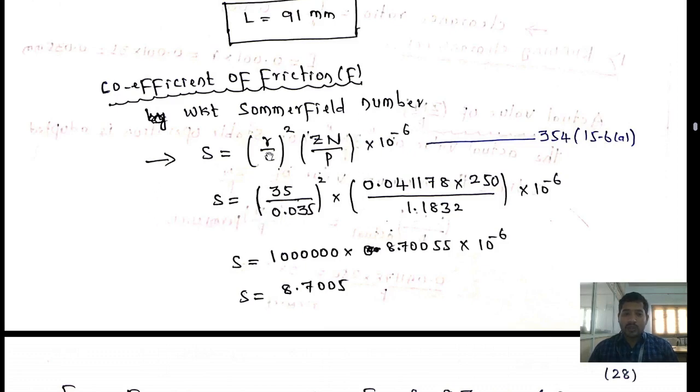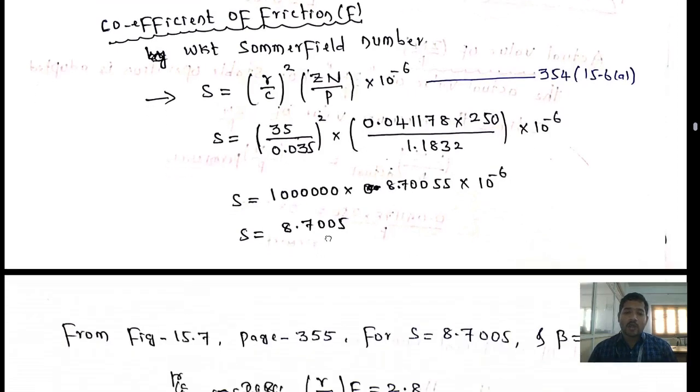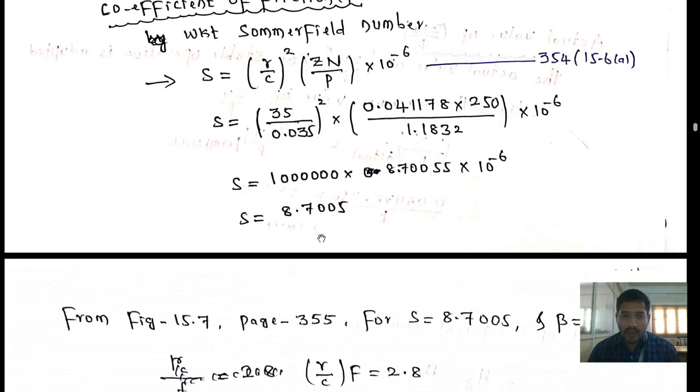S equals (35 by clearance 0.035) whole square, into Z, the dynamic viscosity, 0.041178, into speed 250, and pressure 1.1832, into 10 power minus 6. If you divide the whole value, then you will get 8.7005. That is the value of the Sommerfeld number.